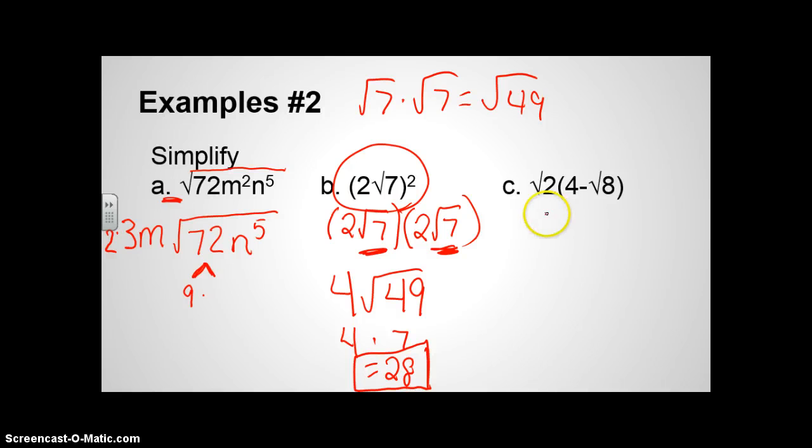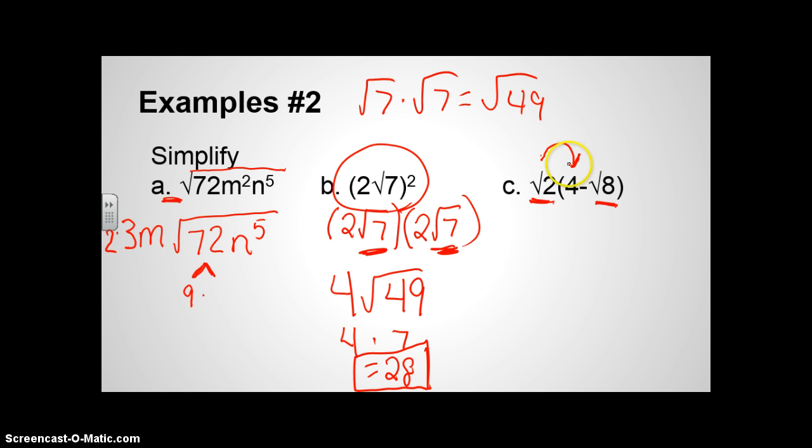For C, for example 2, we have the square root of 2 times 4 minus the square root of 8. Well, let's look at this, ladies and gentlemen. We have the square root of 2 and we have the square root of 8. And when I go about solving this problem, think of it like this. I am going to think of the distributive property.